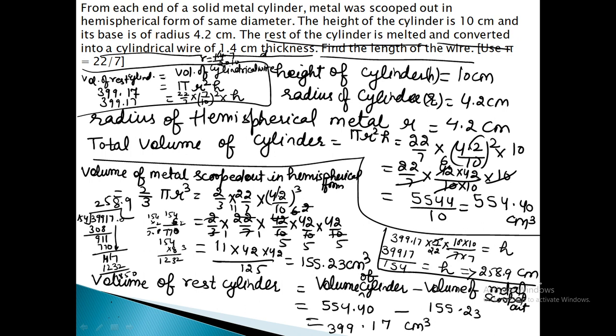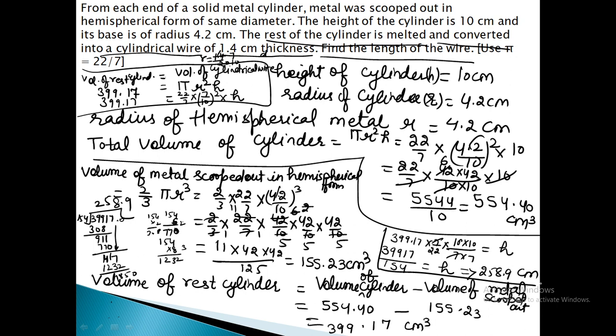For calculating the total volume of the cylinder, we use the pi r square h formula. 22 by 7, R is given 4.2, and after removing the decimal point we can write 42 by 10 whole square multiplied by 10. After solving all these things, we will find 554.40 centimeter cube, that is the total volume of the cylinder. After that we have to find the volume of metal scooped out in hemispherical form, whose diameter is equal to the cylinder's. So here we will use the hemisphere volume formula, that is 2 by 3 pi r raised to power cube. Putting in all values, we will get 155.23 centimeter cube.